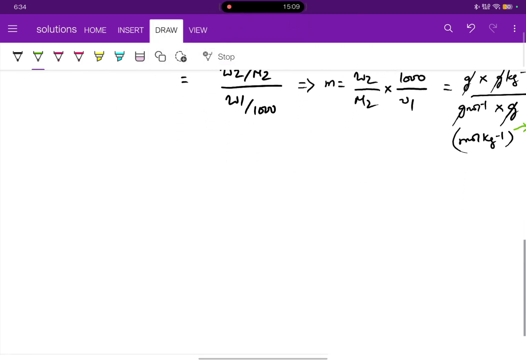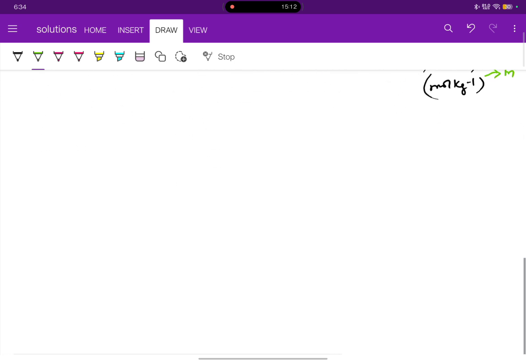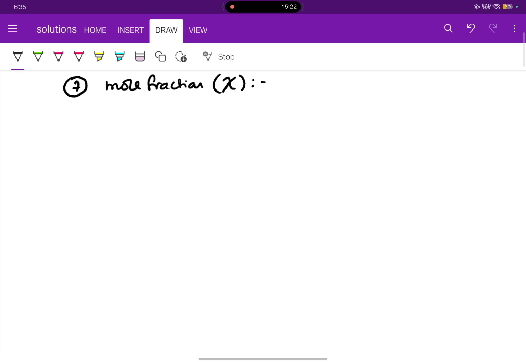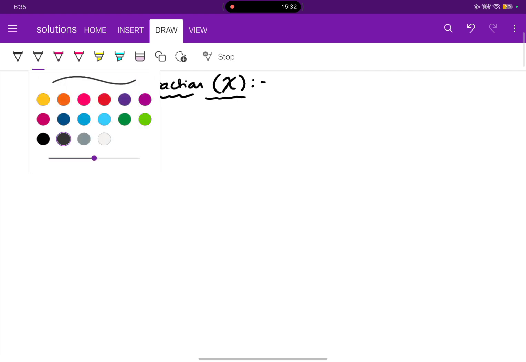So now we'll go for the last concentration term. Mole fraction. This is denoted by the symbol chi. It is not x, it is called chi. So again you have to write the chi in two different ways. One can be given for the solute, another one can be given for the solvent.